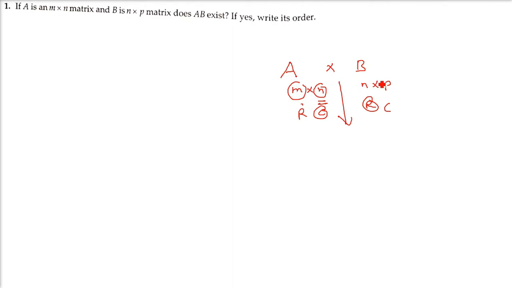And what is the order of the result? M into P. A cross B, the final result, the final order, the dimension will be M cross P.